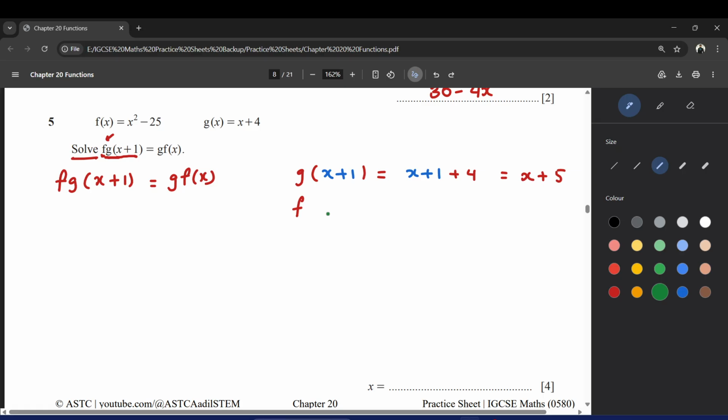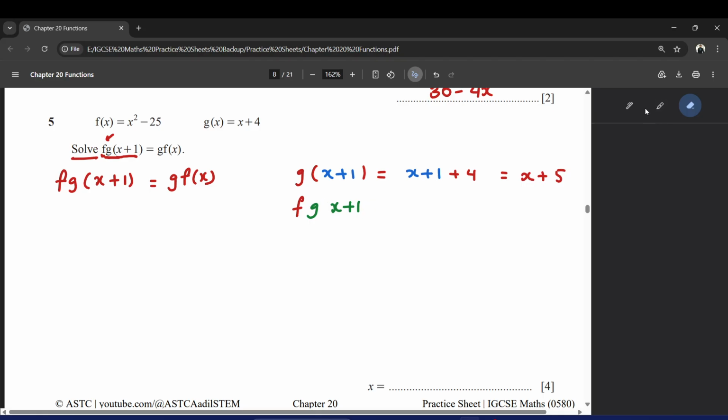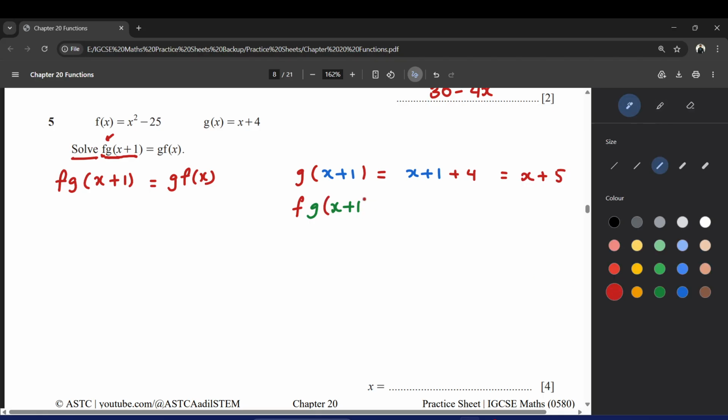Let me write it in a different color, just so that it becomes very clear what we are substituting and where exactly. Okay, so in this one, now instead of x in the function f of x, I'm going to substitute my x plus 5. So this will be x plus 5, then whole square. So remember, we are substituting over here, minus 25.